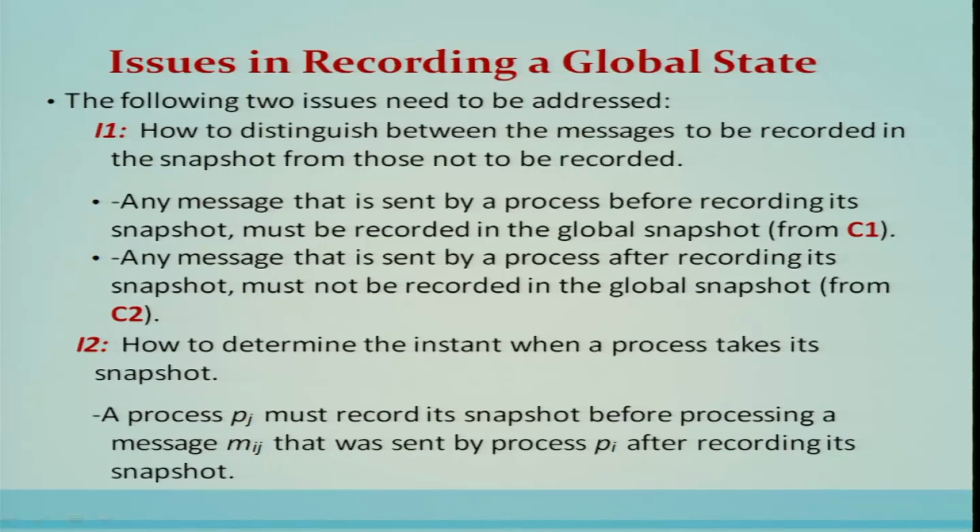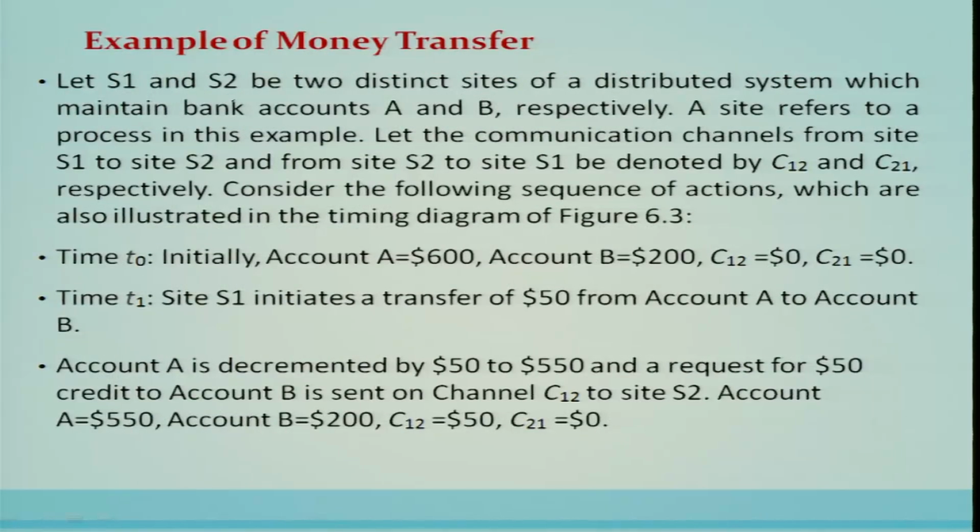Now issue number 2 says: how to determine the instant when a process takes its snapshot. A process Pj must record its snapshot before processing a message Mij that was sent by a process Pi after recording its snapshot. So now we are going to see an example of a money transfer, and this will give the motivation why global state recording is not trivial.